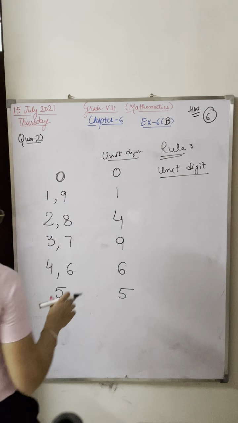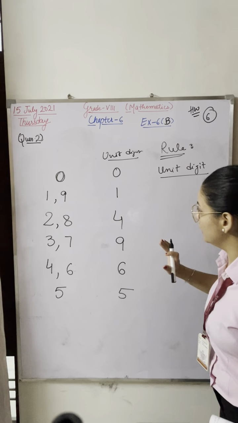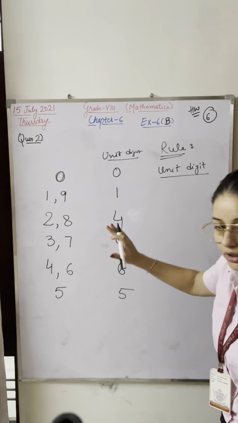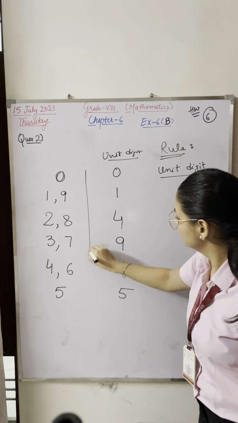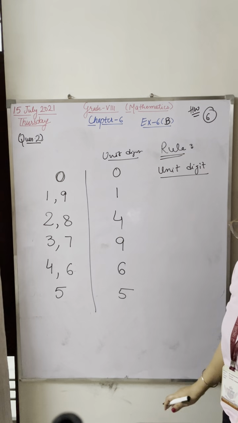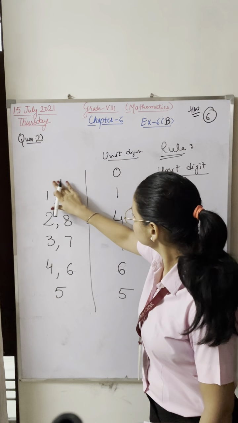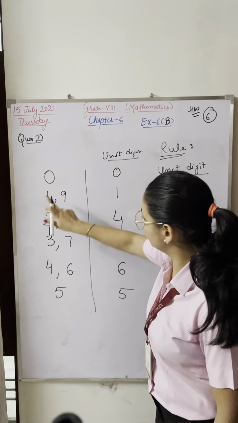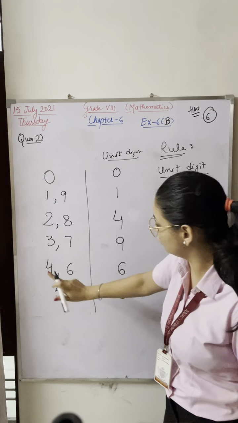Whenever such kind of question comes in the paper, you have to write this on your right hand side, on your rough side. So write in this way. Write down the counting in this way: 0, 1, 2, 3, 4, 5.